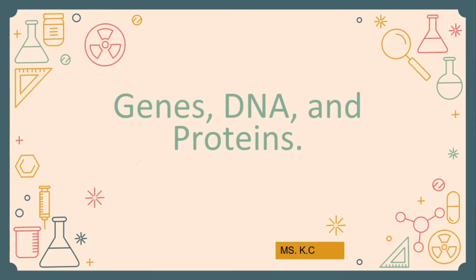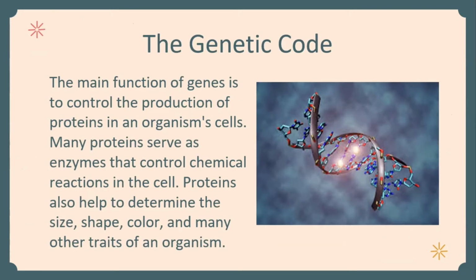Genes, DNA, and proteins. The genetic code. The main function of genes is to control the production of proteins in an organism's cells. Many proteins serve as enzymes that control chemical reactions in the cell. Proteins also help to determine the size, shape, color, and many other traits of an organism.